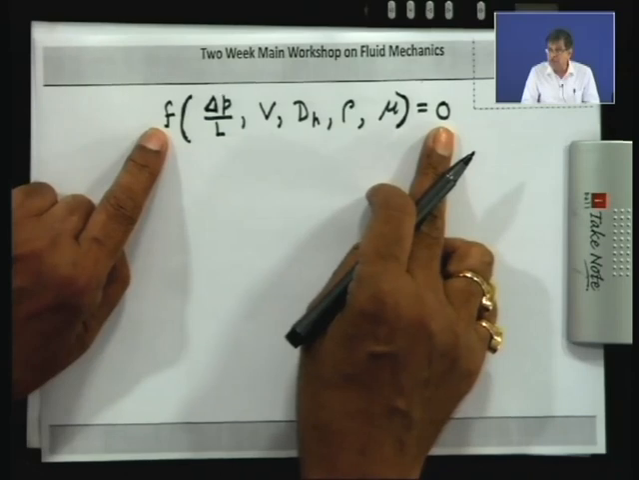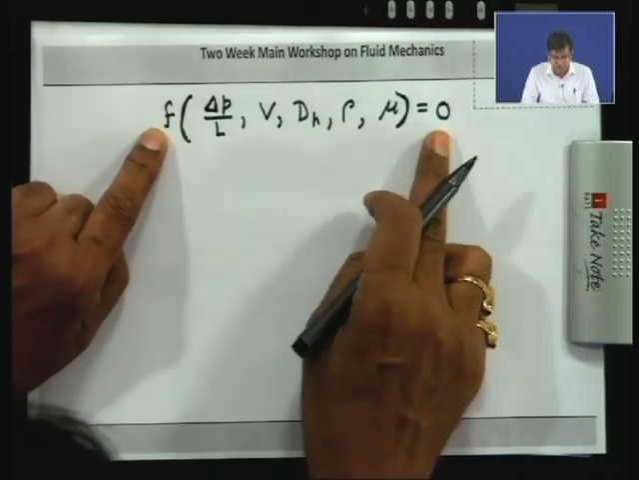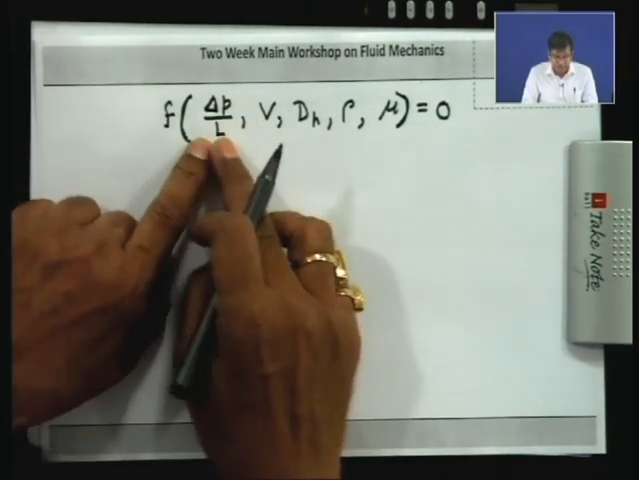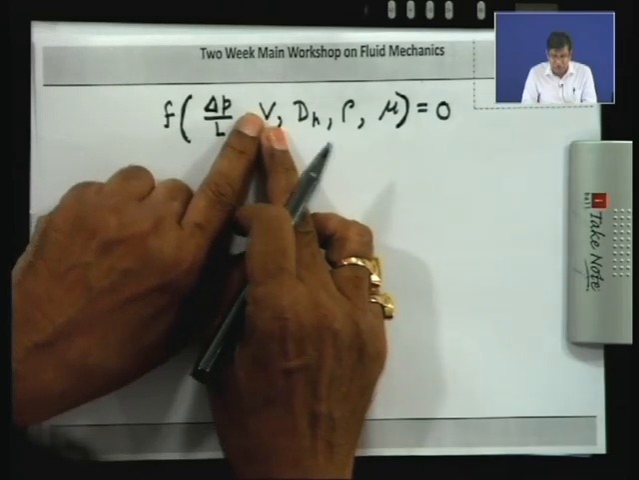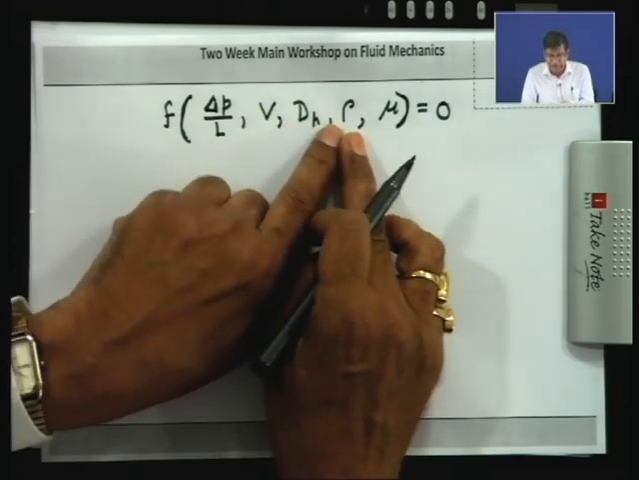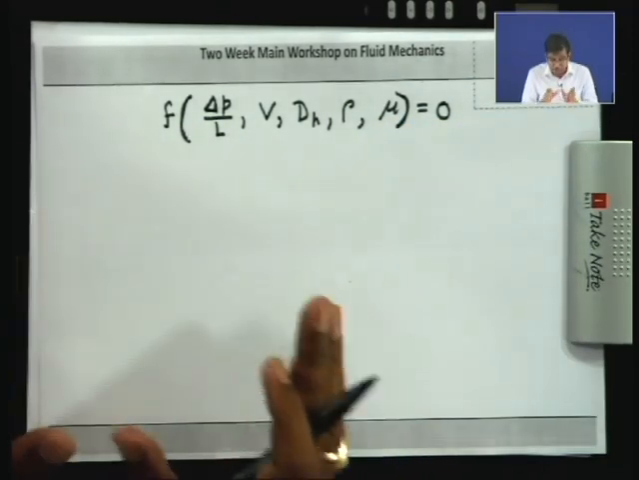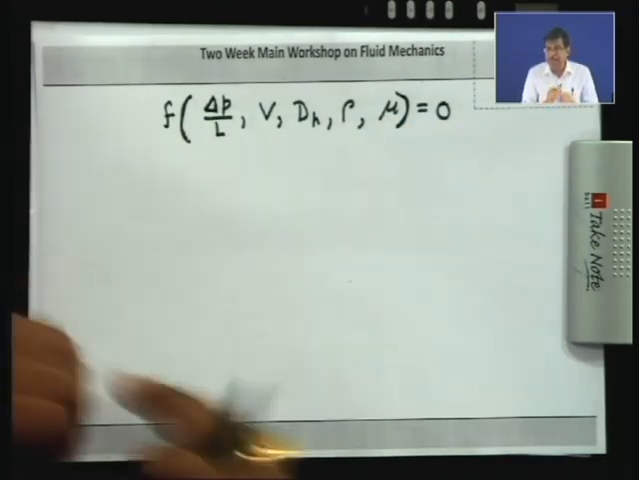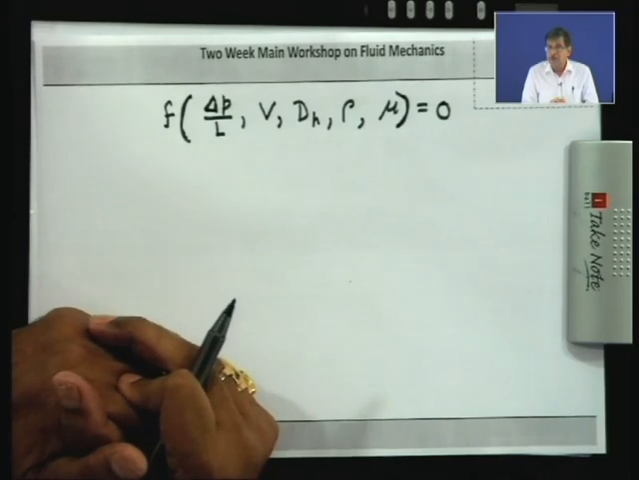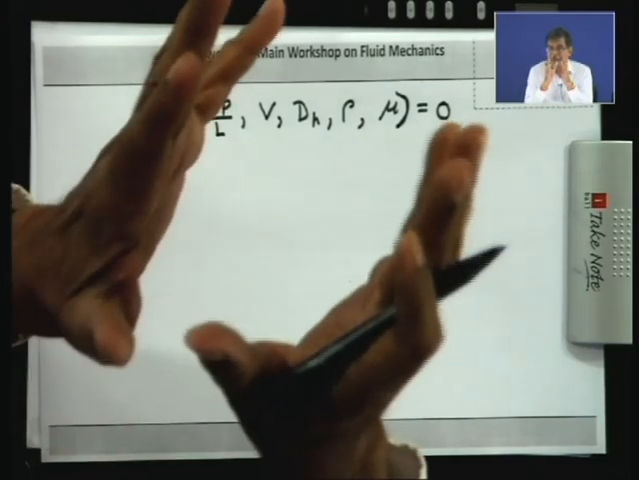This is the problem. The problem is defined by this implicit functional relationship between delta P by L, velocity, hydraulic diameter, density and mu, and the function of them is 0. Now, before doing this problem, I will tell you another rule.